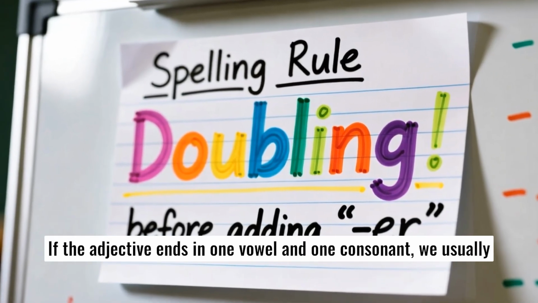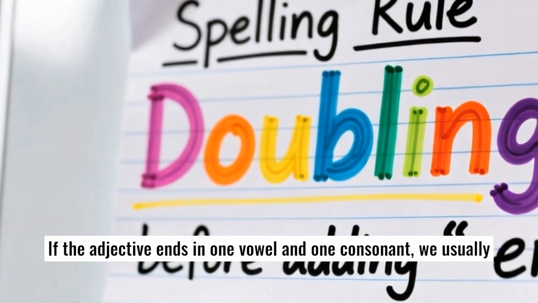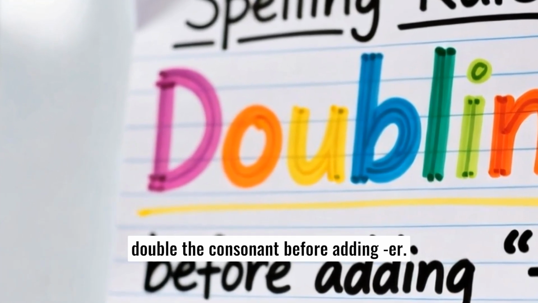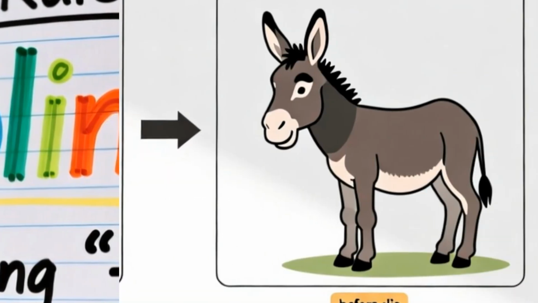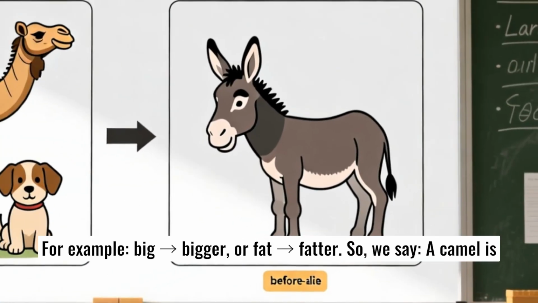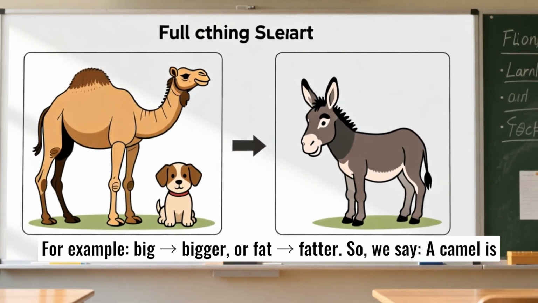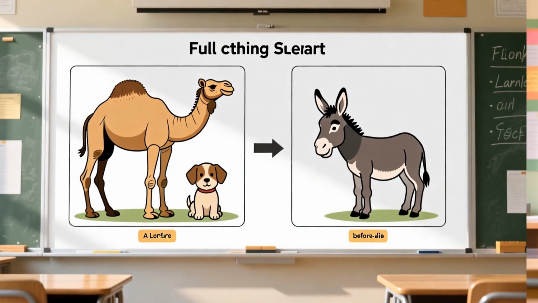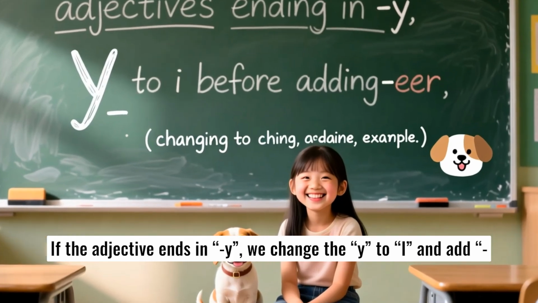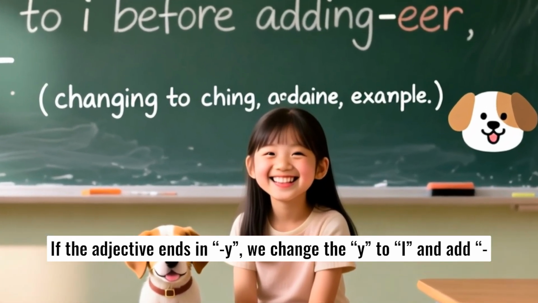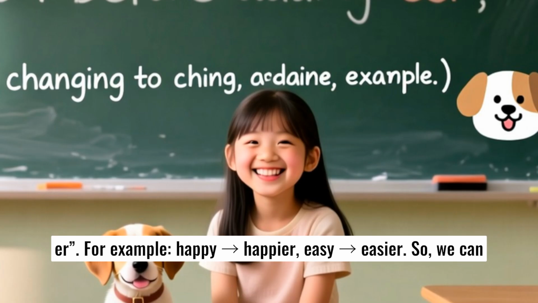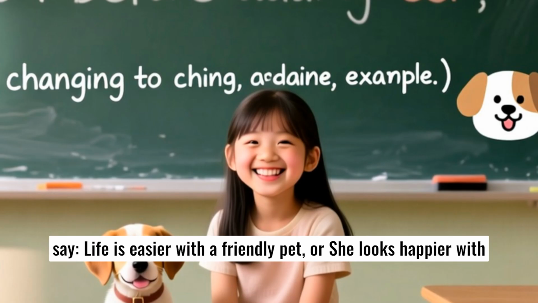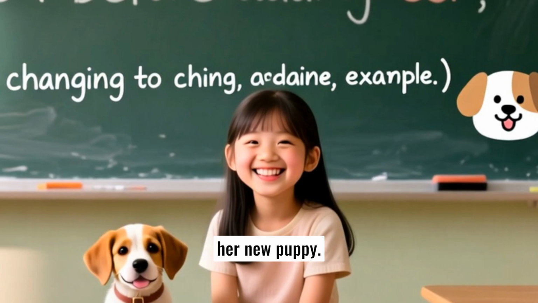If the adjective ends in one vowel and one consonant, we usually double the consonant before adding er. For example, big, bigger, or fat, fatter. So we say, a camel is bigger than a donkey, or my puppy is fatter than before. If the adjective ends in y, we change the y to i and add er. For example, happy, happier, easy, easier. So we can say, life is easier with a friendly pet, or she looks happier with her new puppy.